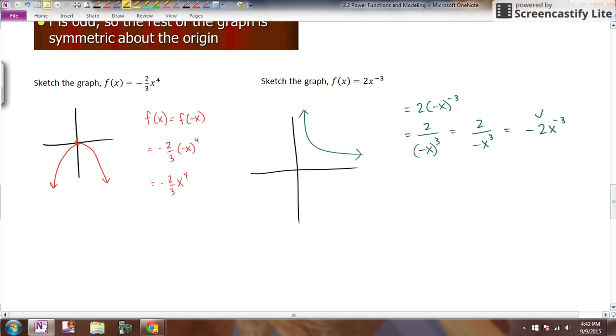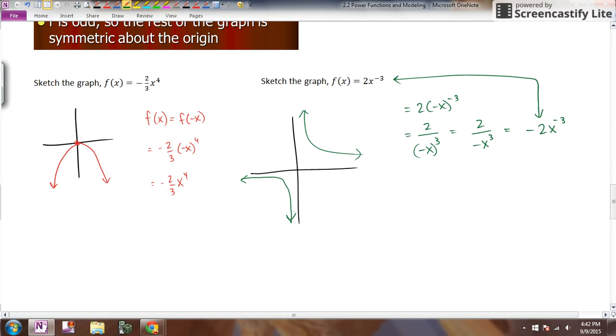And now compare this guy and this guy. Are they exactly the same? No. So that's not even. Are they exactly opposite? Yes, right? One has a positive 2, one has a negative 2. That's exactly opposite. It has a negative out front, so that's an odd function, which means we're just going to reflect this over the origin. And done. That's about what the sketch looks like.